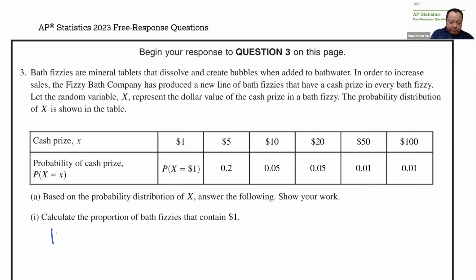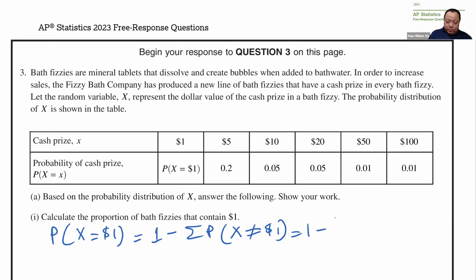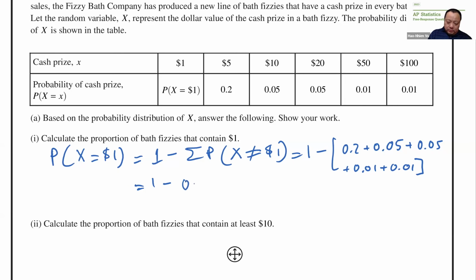Okay, probability of x equals $1 is 1 minus the sum of the probability that x is not equal to $1, and that is equal to 1 minus all the rest of the probabilities: 0.2 plus 0.05 plus another 0.05 plus 0.01 plus another 0.01. And that is equal to 1 minus 0.32, which is 0.68.